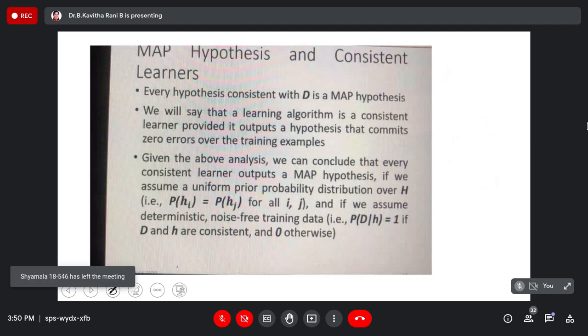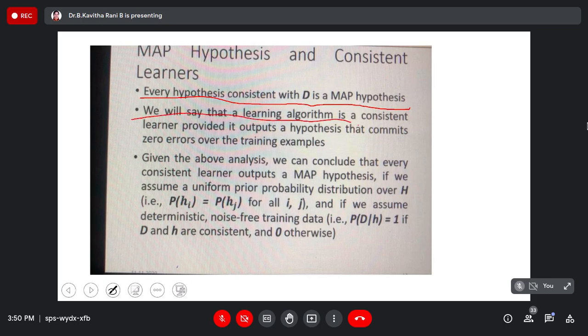So the last topic, MAP hypothesis and consistent learners. Every hypothesis consistent with D is a MAP. We will say that a learning algorithm is a consistent learner provided it outputs a hypothesis that commits zero errors over the training examples.